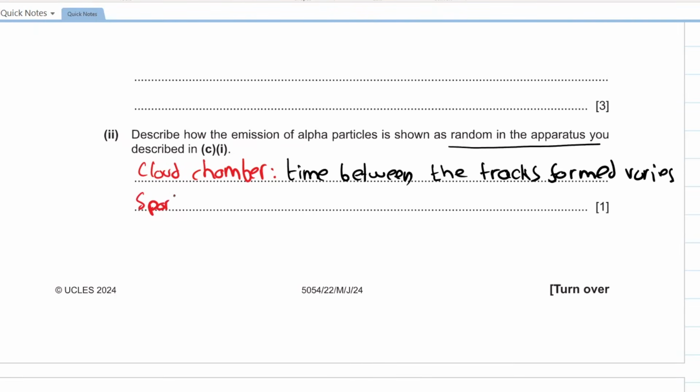अच्छा, अब स्पार्क काउंटर का भी लिख लो भाई. स्पार्क काउंटर में how do you know that the emission is random? You can say that the number of sparks in a certain time varies. Number of sparks in a certain time varies. Perfect.